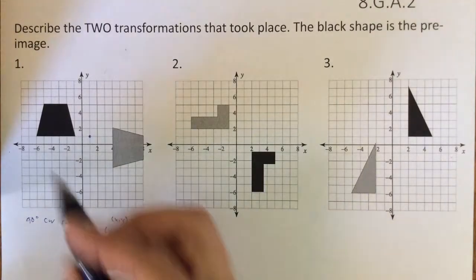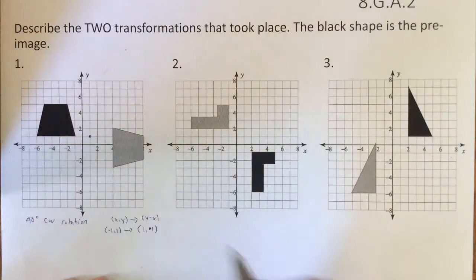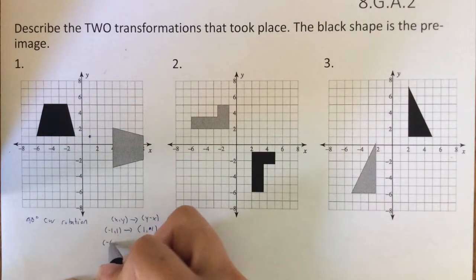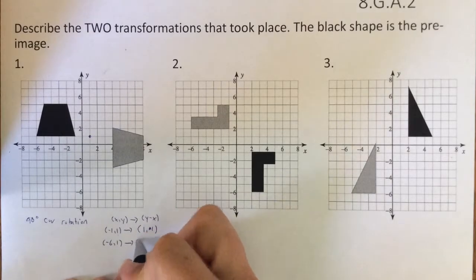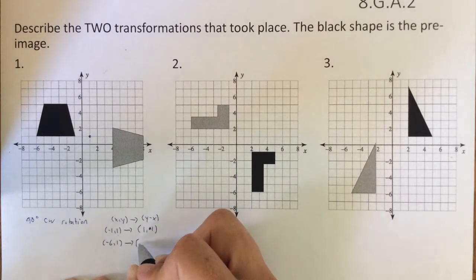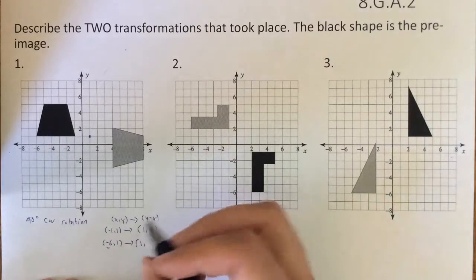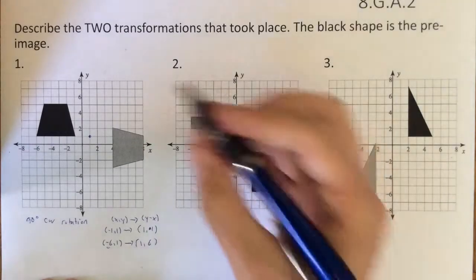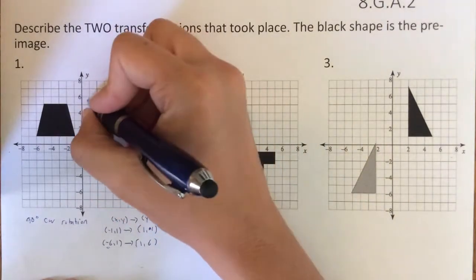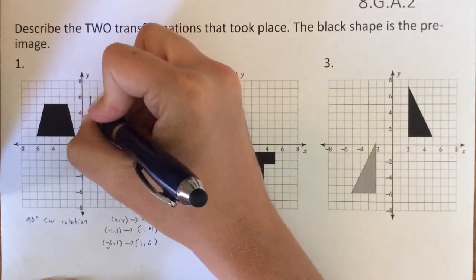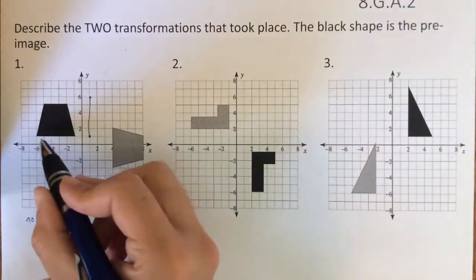Now I'm going to take my next point over here. That's at negative 6, 1. So if I do negative 6, 1, your y comes first, so it will be 1, and then your x comes second, but it changes sign. So negative 6 will become positive 6. So my next point is at 1, 6. So here's that, and I know that's my long base.